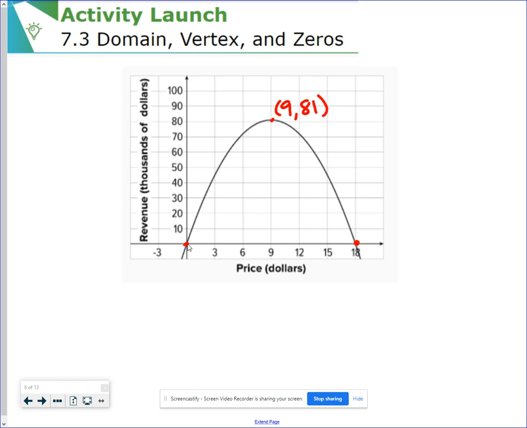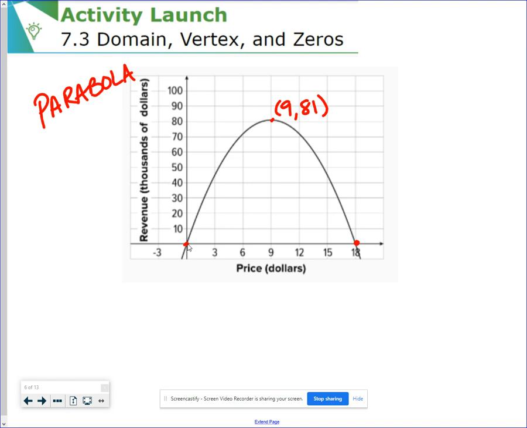Okay, so some things about this. This shape is called a parabola, right? This is what a quadratic looks like. That shape, again, is called a parabola. And we have some specific things that we're going to be looking at in the actual graph of these quadratics. Domain, vertex, and zeros are the things that we're going to be looking at. We've been talking about those, but not specifically using those words. So I'll talk about that more specifically on the next slide.